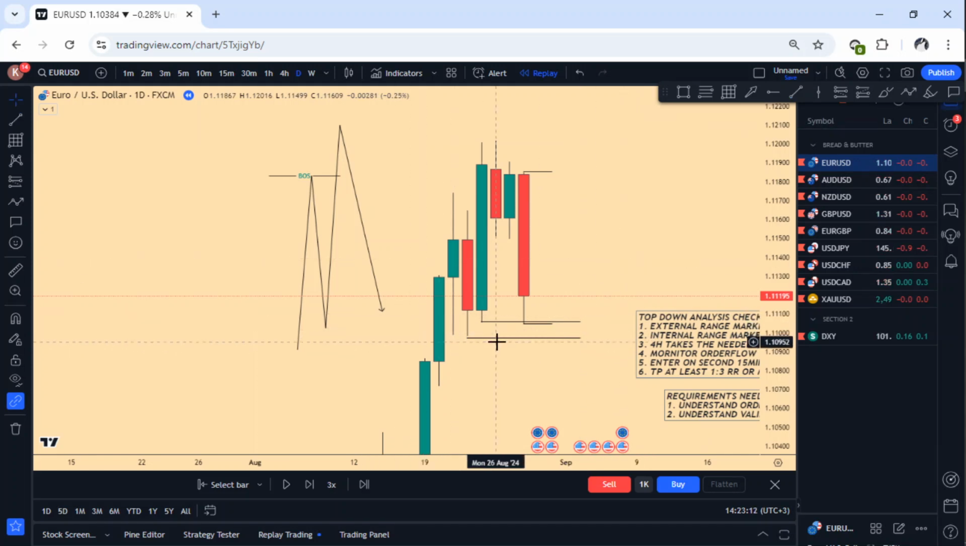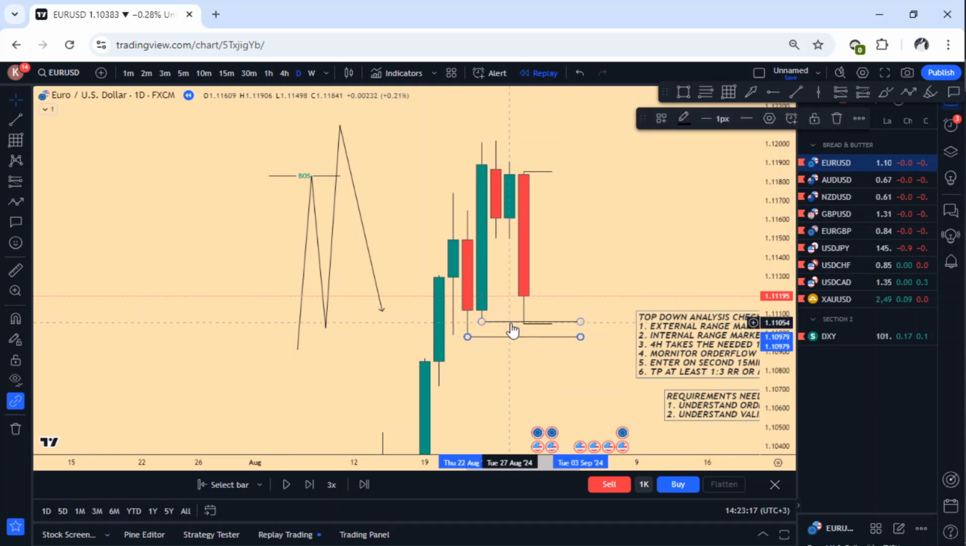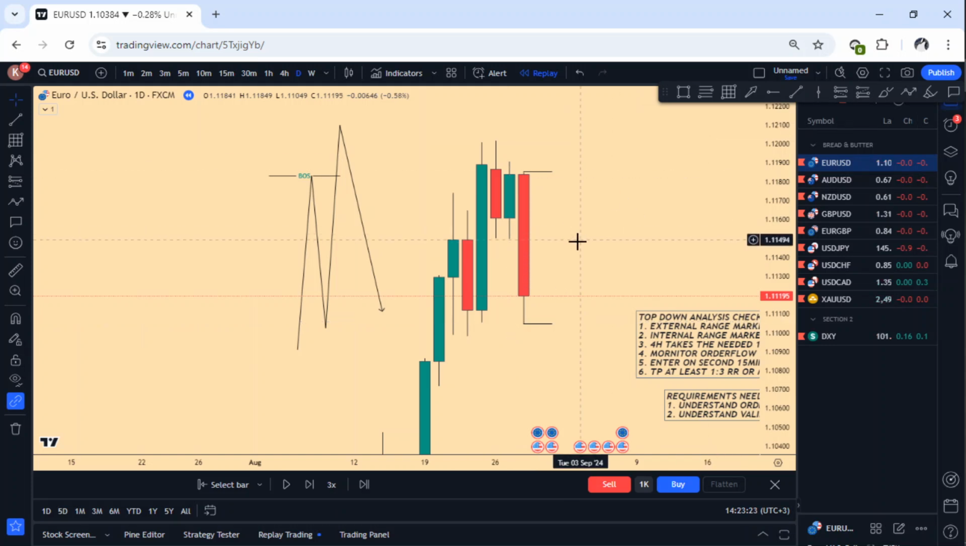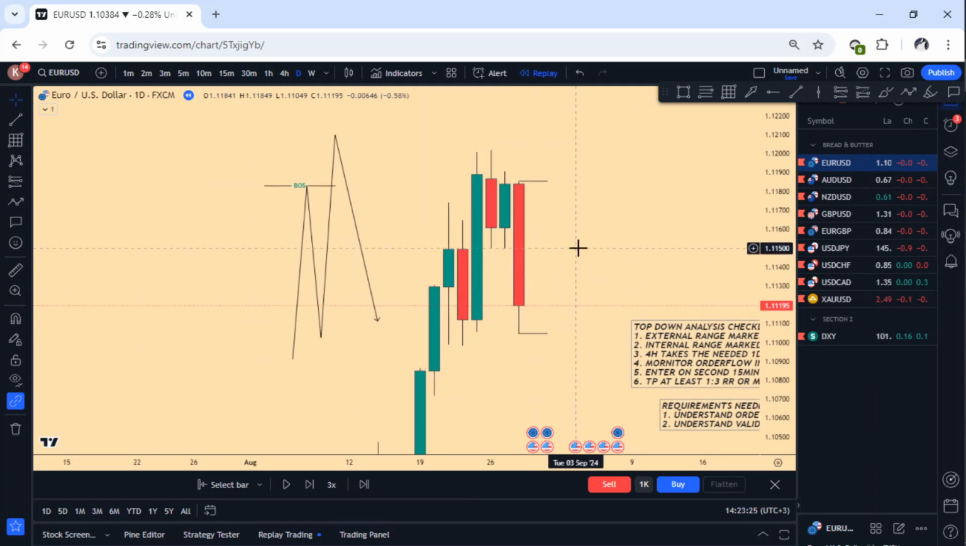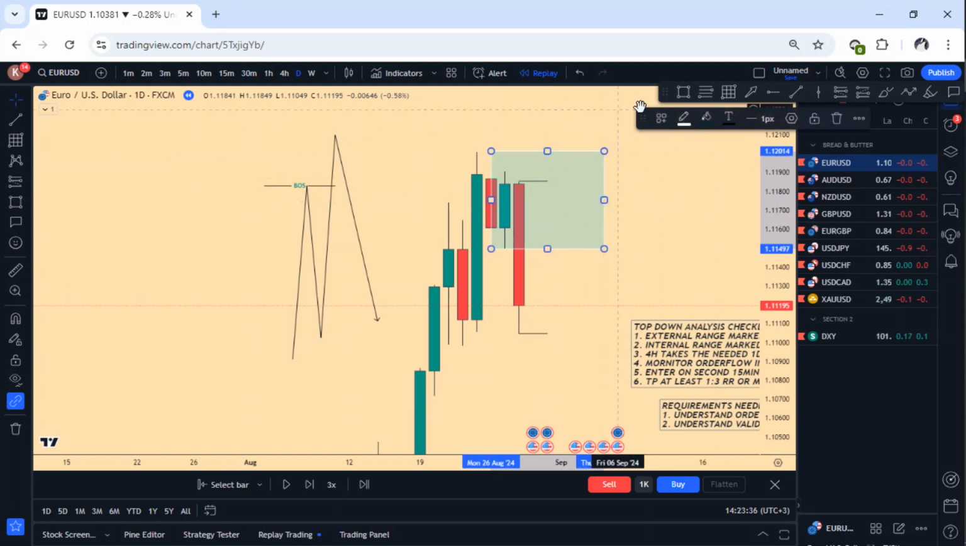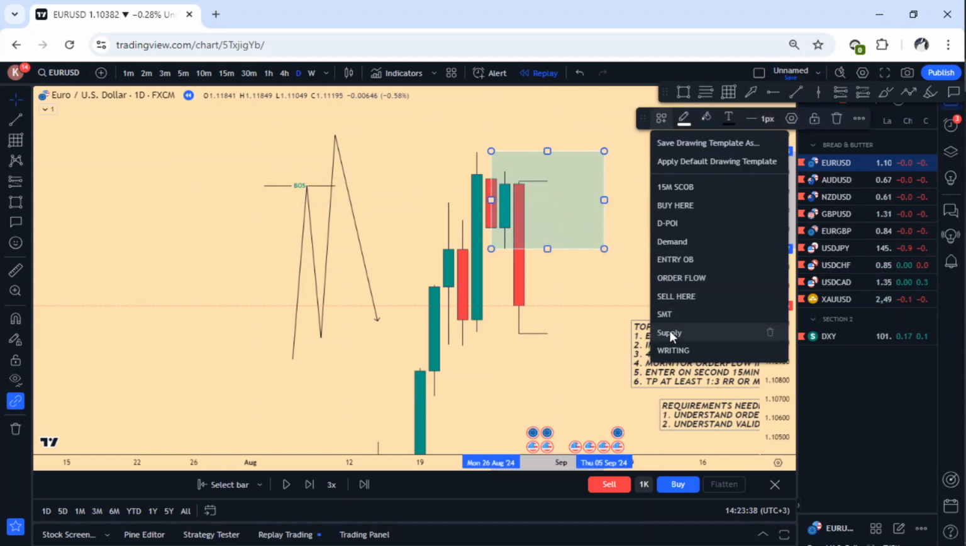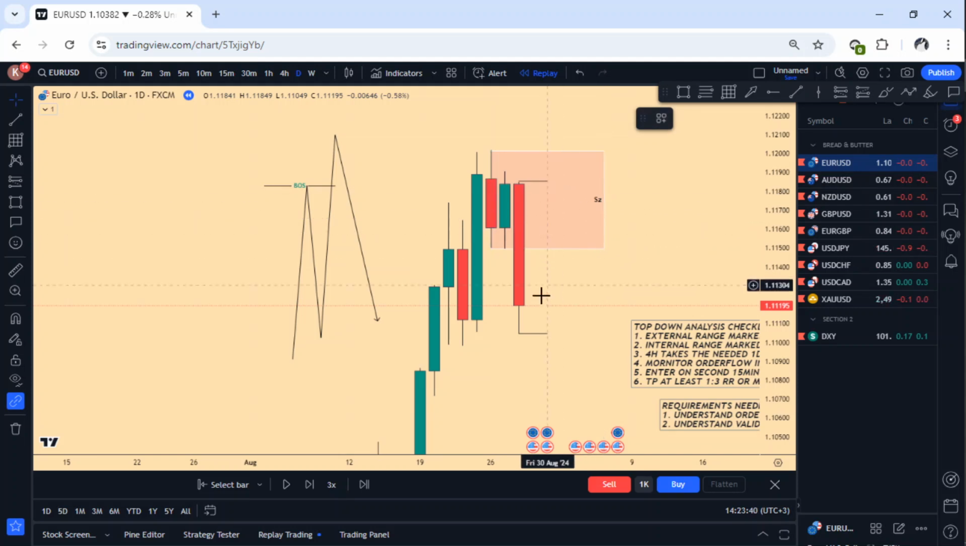Now some people are waiting for the change of character to take place here, but in real sense the change of character already took place here. So if you understand valid pullbacks, you will know that the following day we should be bearish and not bullish. Now again, I want you to take note here. If you check, this was the demand that pushed prices, this was the supply, sorry, this was the supply that pushed prices downwards.